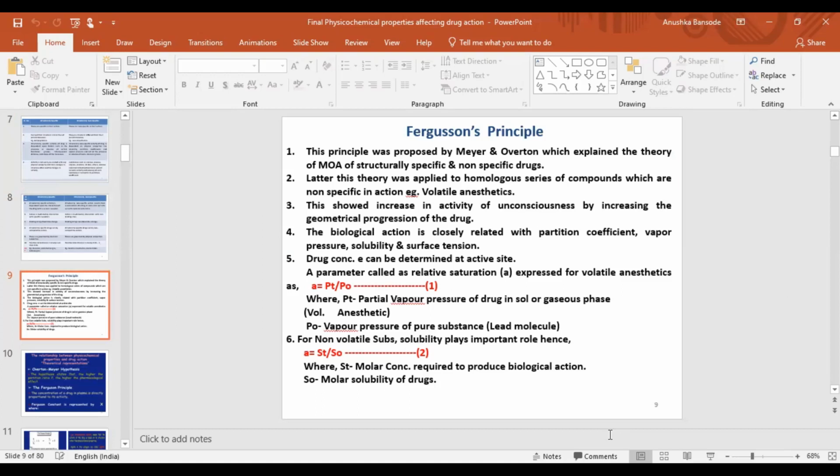So drug concentration is determined at active sites, and a parameter known as relative saturation A is expressed for volatile anesthetics, and the equation is A equals Pt by P0, where Pt is partial vapor pressure of drug in solution or in gaseous phase, and P0 is the vapor pressure of pure substance, the lead molecule. For non-volatile substances, solubility plays an important role. Hence, relative saturation A equals St by S0, where St is molar concentration required to produce biological action and S0 is molar solubility of drugs.